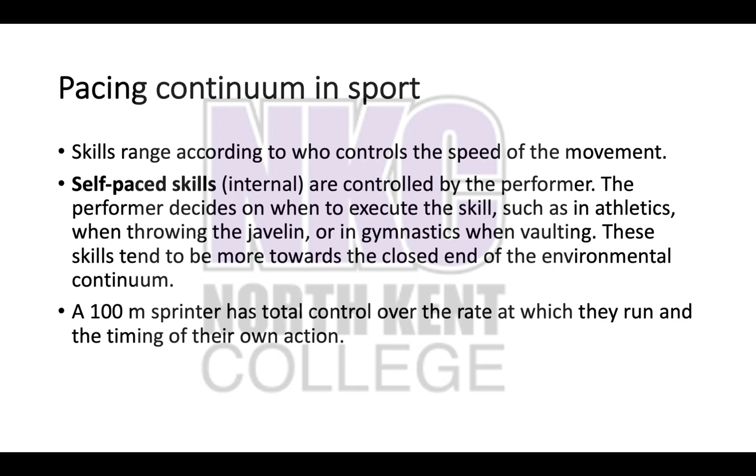Pacing continuum in sport. Skills range according to who controls the speed of the movement. So there are self-paced skills, internal. They are controlled by the performer. The performer decides on when to execute the skill, such as in athletics, when throwing a javelin, or gymnastics, when you start the vault. These skills tend to be more towards the closed end of the environmental continuum. A good example of this would be a 100-meter sprinter, who has total control over the rate at which they run and the timing of their own action, but they don't have control of when they're going to actually start the race.